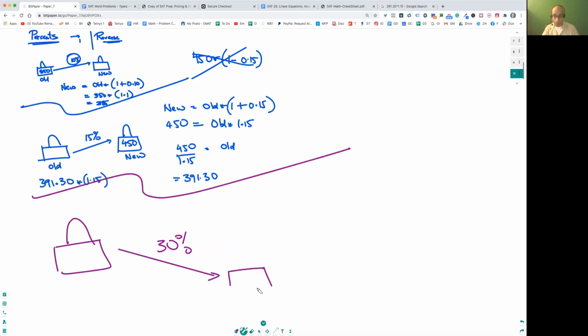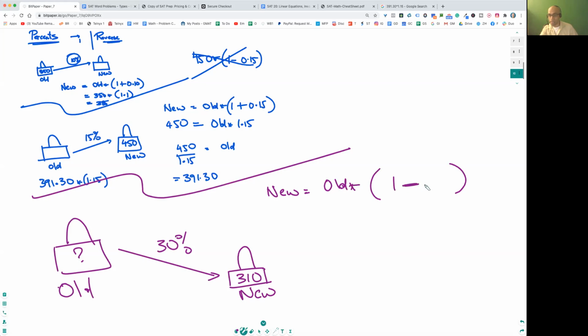Then we're going to solve the actual SAT problem, and you're going to see why I've been screaming my voice out over here. Let's say the price decreased now, and now the price became 310. Find the original price. Remember, this is your old value, this is your new value, and new is equal to old times something, and this is 1 minus 30%. The 30% is going to be written as 0.3.